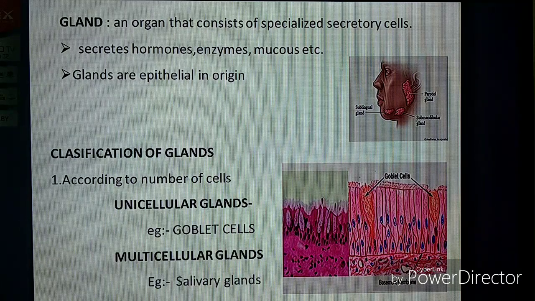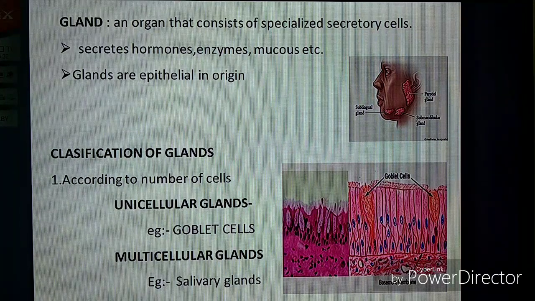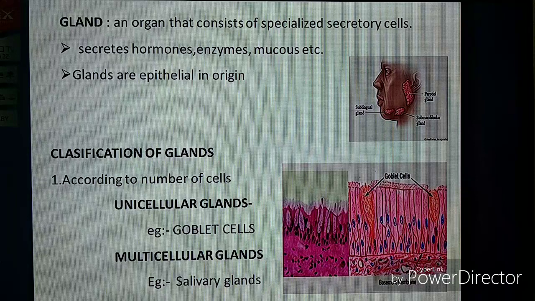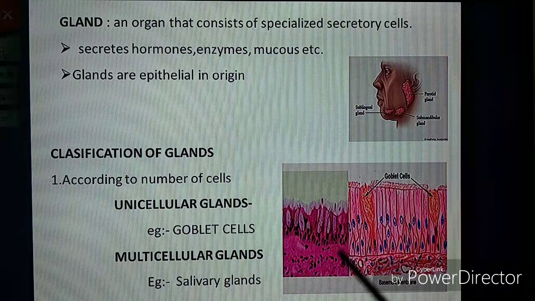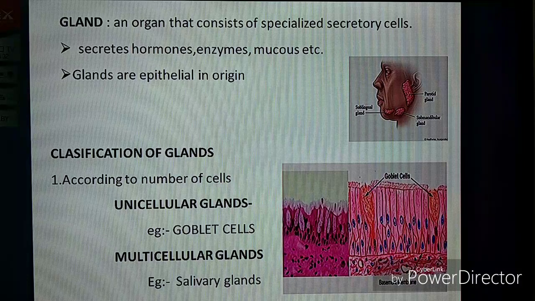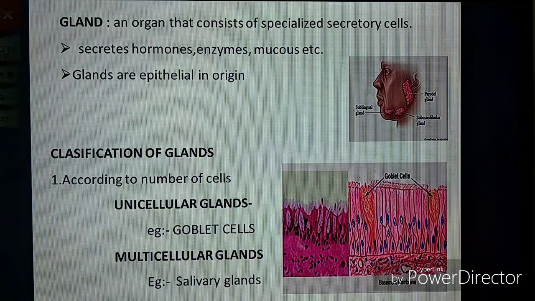Now let us classify the glands. The glands can be classified based on different facts. So here in this particular picture we can see the glands can be classified based on the number of cells, how many cells are present in each gland. For example, the first category is unicellular glands. Unicellular glands are made up of a single cell.